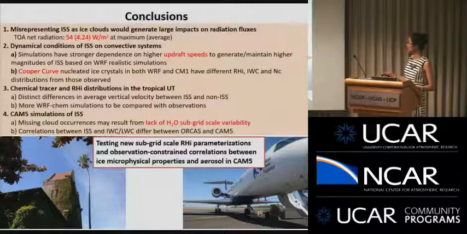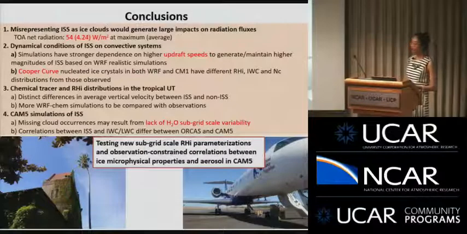We're trying to compare the observations with WRF-CAM. And for the CAM5 simulation, although CAM5 can capture supersaturation in clear sky and in cloud, there's still a lack of water vapor subgrid scale variability, and there are some differences in how CAM5 represents the correlation between supersaturation, ice water content, and liquid water content. So my goal for the next step is to test a new subgrid scale parameterization for relative humidity in CAM5, and also to test observation-constrained correlations between microphysical properties and aerosols in CAM5.